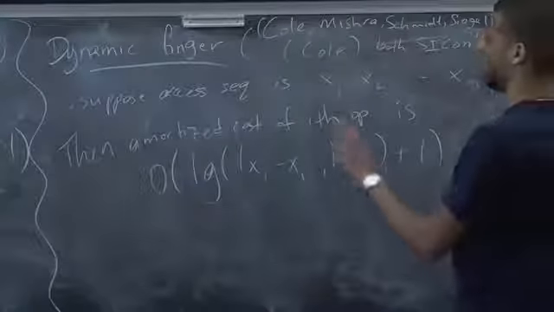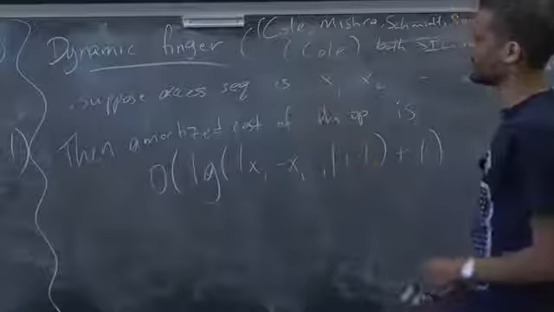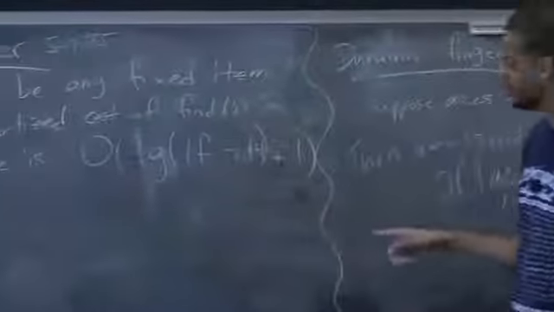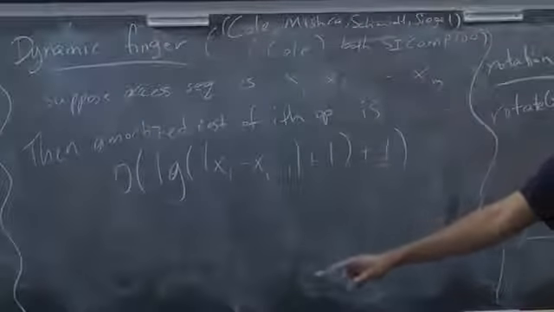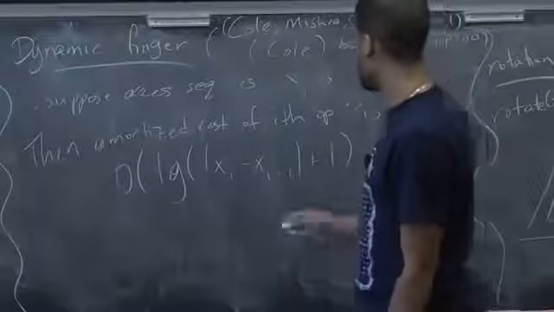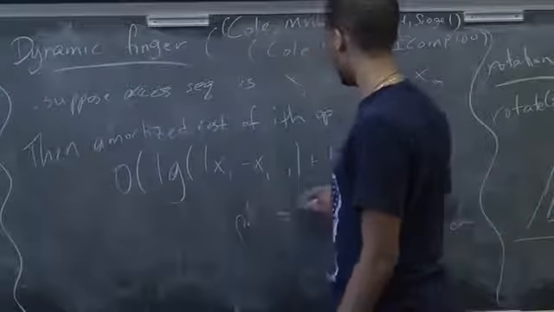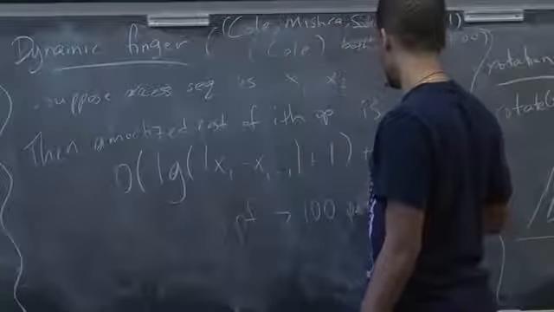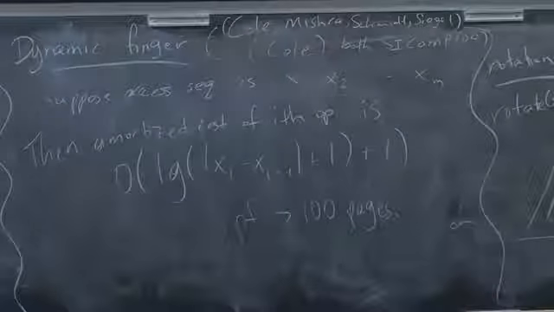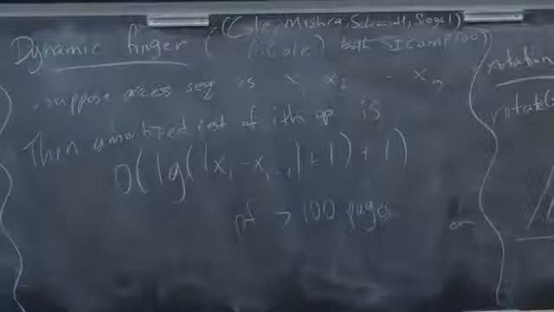The reason it's called dynamic finger is that here your finger always stays on f and you're measuring distance to f. Here your finger always moves to the item you last searched for. And the proof is, I think, at least more than 100 pages. So we're not doing it in class. Don't worry about it.